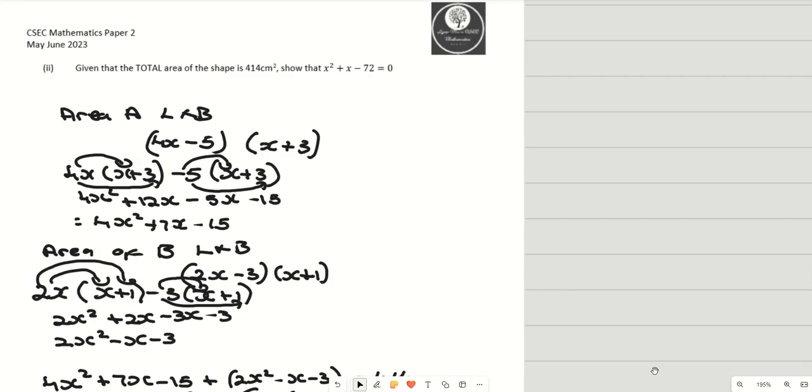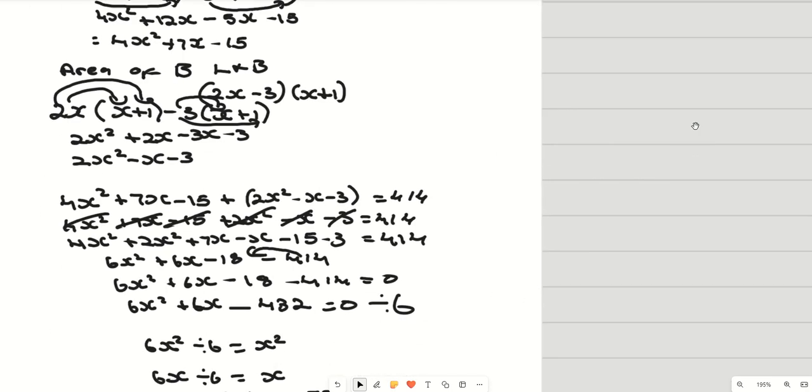Then they said that your total area of the shape is 440. And we know, to find the total area of the compound shape, you had to add the area of A and the area of B. Right? So I added them. Right? The first answer was 4x squared plus 7x minus 15 plus 2x squared minus x minus 3 is equal to, they told you, 440. Right? Then we group like terms.